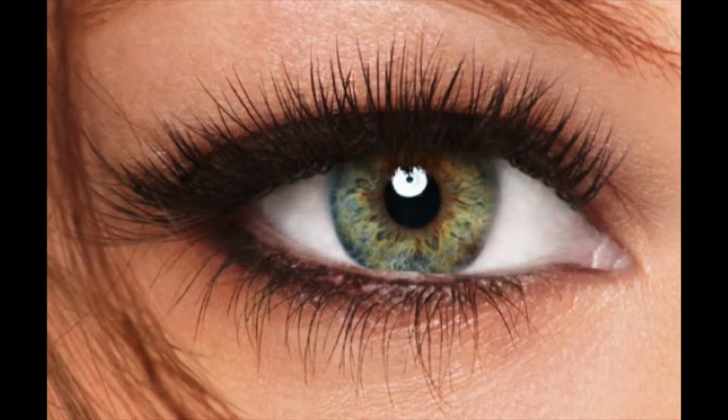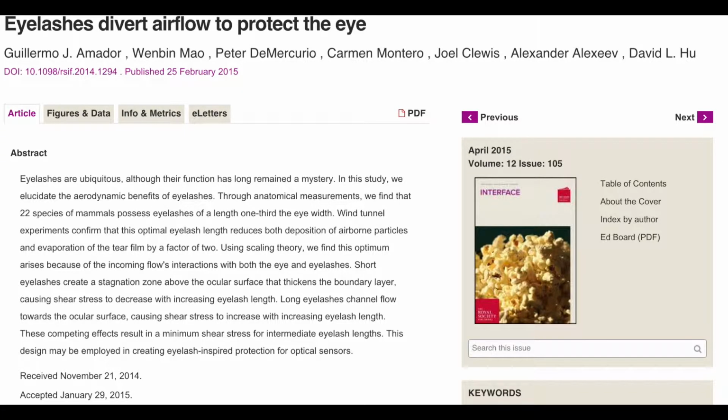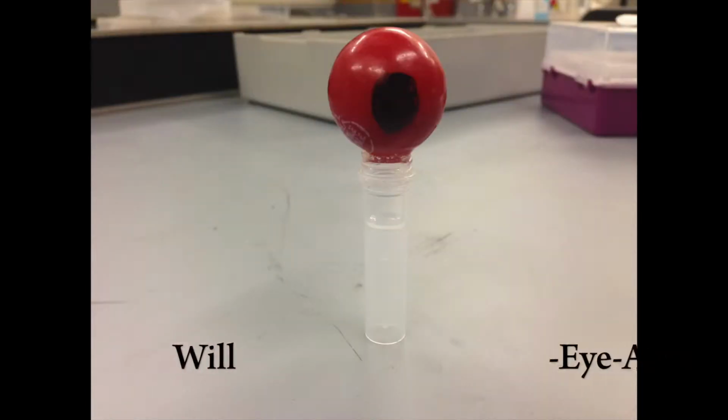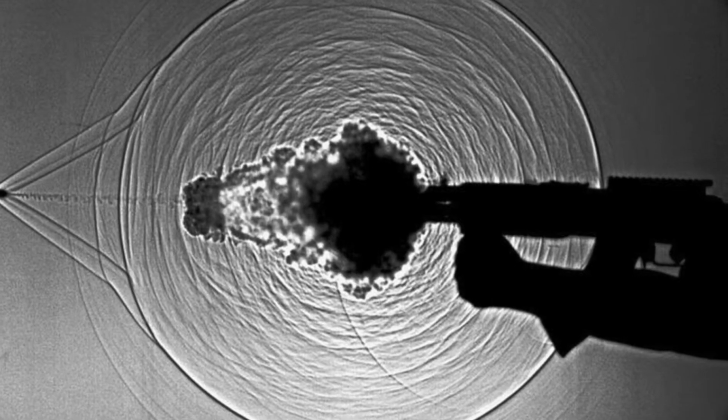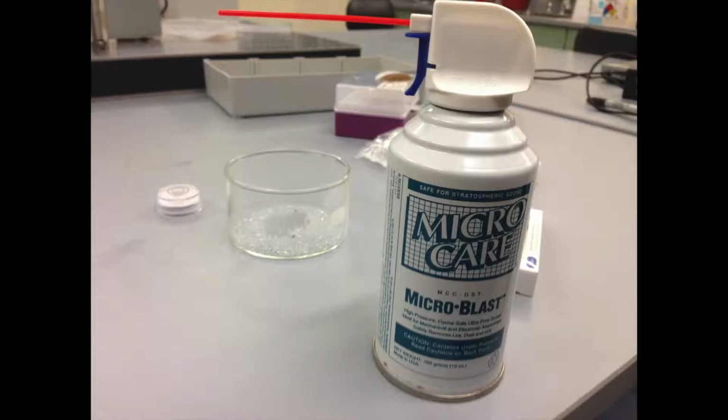Elephants, camels, rabbits, goats, and humans have eyelashes, but why? Inspired by a study, we wanted to explore this. Meet Eileen and her brother will.i.am. They're our eye models. We visualized airflow over them using shadography. It's already been used to show air around a speeding bullet. All you need is a light source, air, and a dark room.